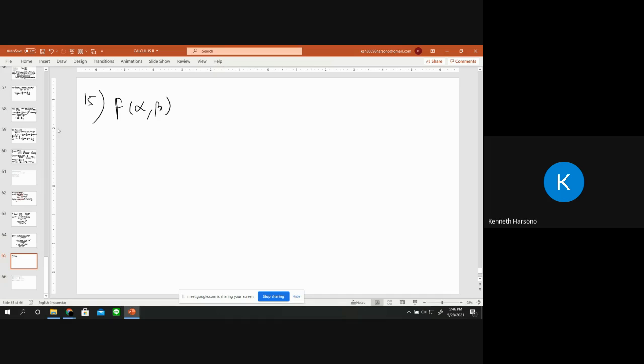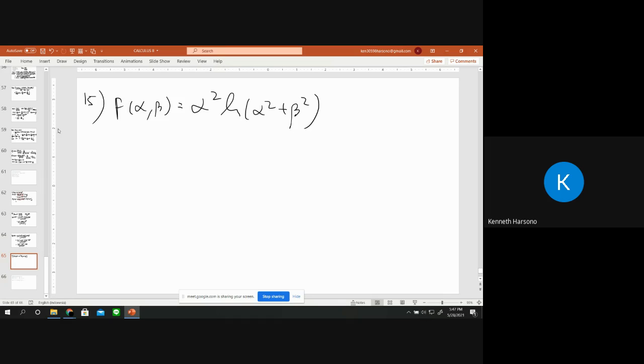Alpha squared ln alpha squared plus beta squared. That's the answer for number 15. To alpha. Yep, that's correct.